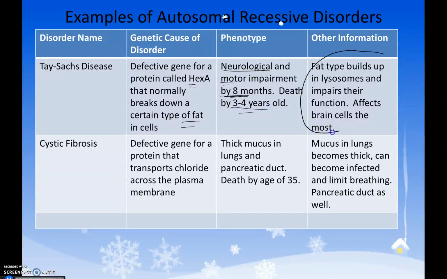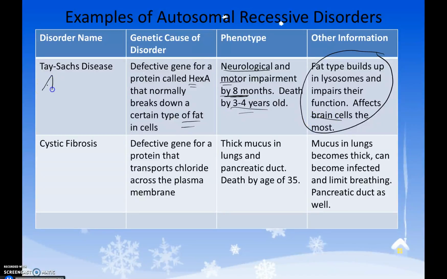You guys know this from studying cells, that because they can't break down the fat, it builds up in the lysosomes and impairs their function. Because the lysosomes then can't break down materials, because it's unable to break down these fats, the nerve cells are especially susceptible to that. And like it says here, the brain cells are affected the most.